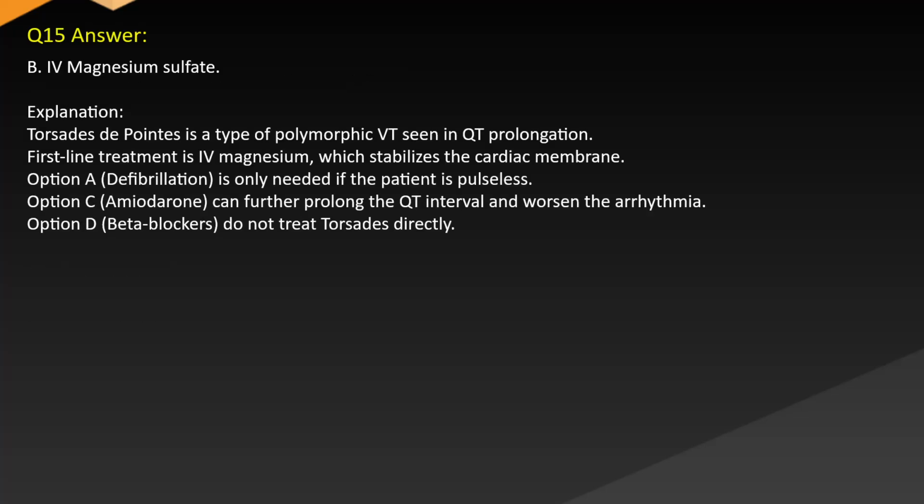Answer: B. Magnesium sulfate. Explanation: Torsades de pointes is a type of polymorphic VT seen in QT prolongation. First-line treatment is magnesium, which stabilizes the cardiac membrane. Option A, defibrillation, is only needed if the patient is pulseless. Option C, amiodarone, can further prolong the QT interval and worsen the arrhythmia. Option D, beta blockers, do not treat torsades directly.